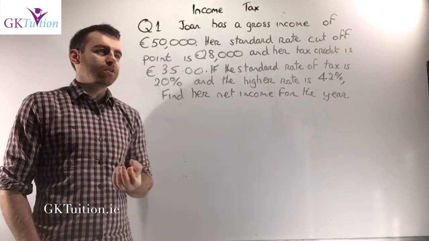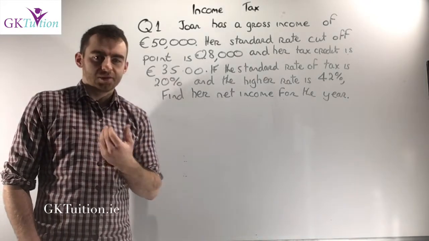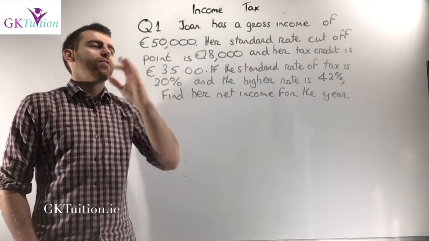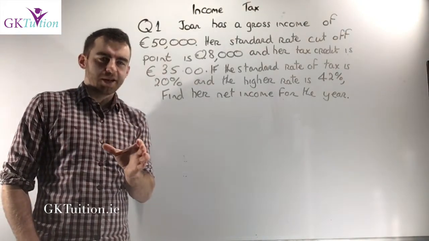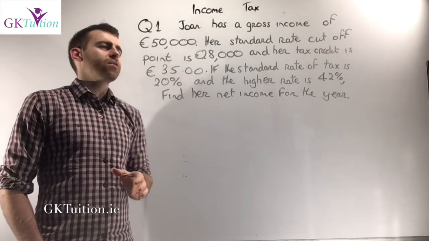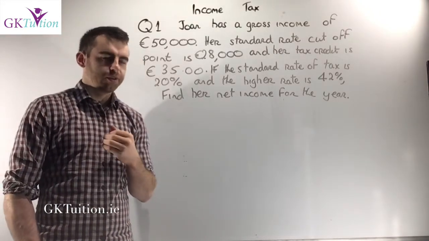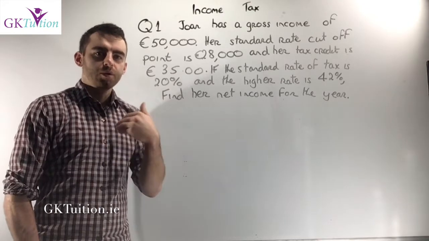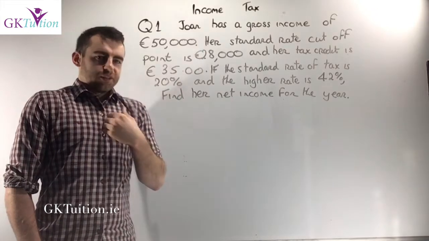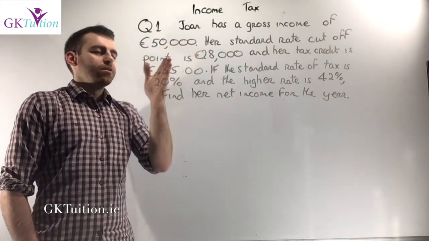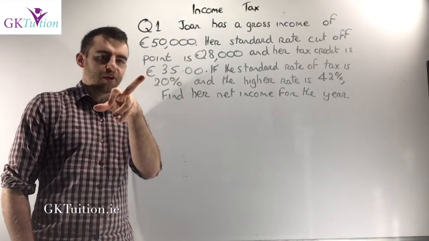So in the next few questions, we're going to be working out the amount of income tax that someone might have to pay. Let's look at the first example here. It would probably be easier if we go through the first question, then I'll explain it in detail. In this question, Joan has a gross income of €50,000. Gross income refers to the amount of money the company will pay her. She doesn't actually get all of the money, because she has to pay taxes on her money. Her standard rate cut-off point is 28,000 and her tax credit is 3,500.